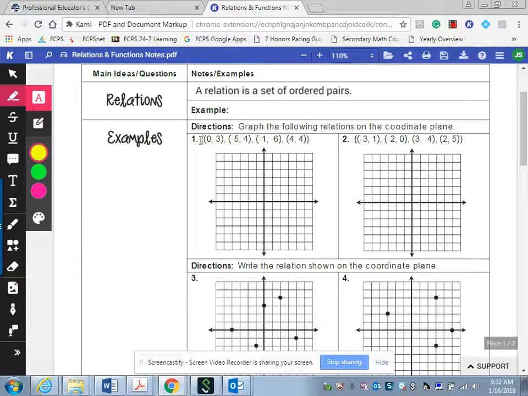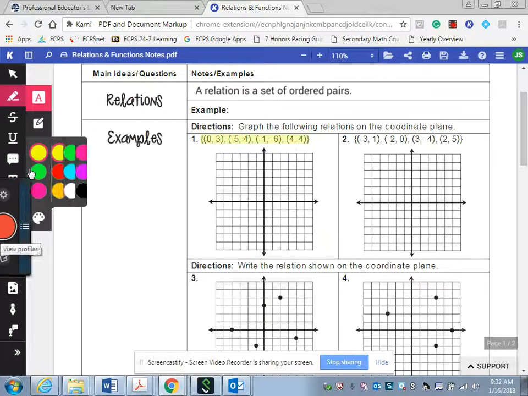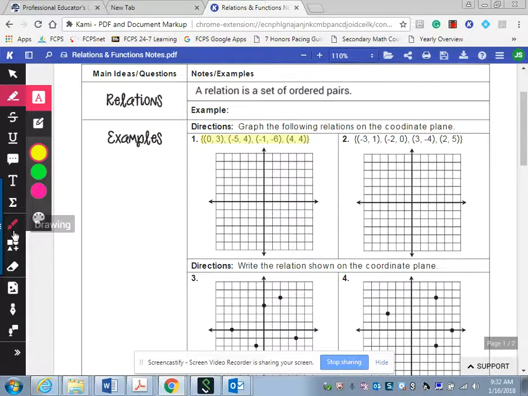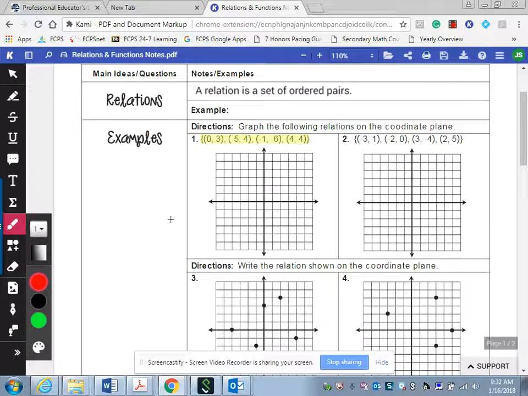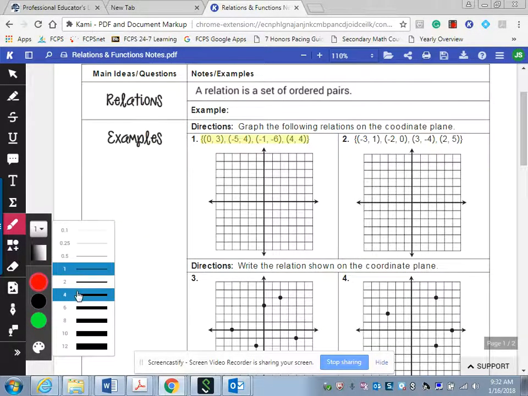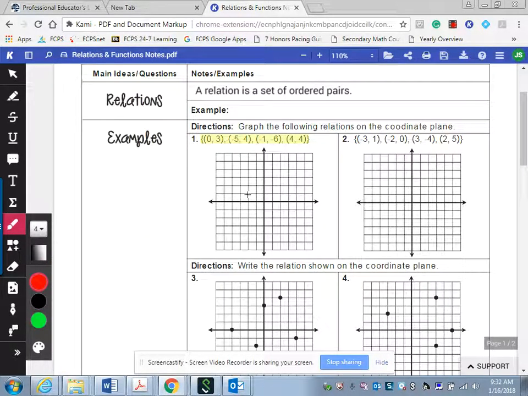So this right here on example number one, this is a relation. It's a set of ordered pairs. We have 1, 2, 3, 4 different ordered pairs in this particular set. So all we have to do is plot them, okay? So let's go ahead and do that. So we have (0, 3). Remember, the first number in the ordered pair deals with the x, the second number deals with the y. So (0, 3): we don't go anywhere on our x-axis, but we go up 3 on our y.